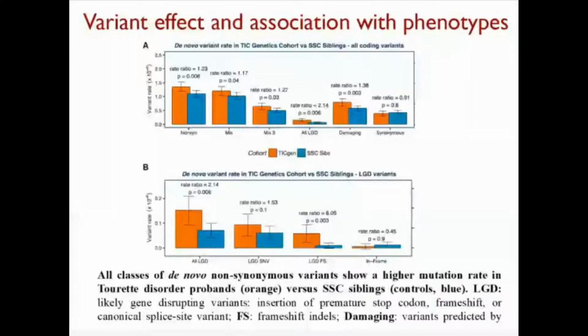And here we consider de novo mutations, and we consider de novo rates for mutations of different classes. For some reason, a new abbreviation is used here, LGD, likely gene disrupting. I don't know why it was used, it's a new synonym for protein disrupting, protein truncating variants.